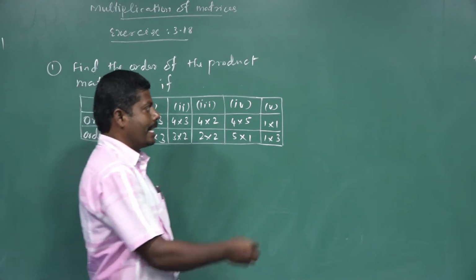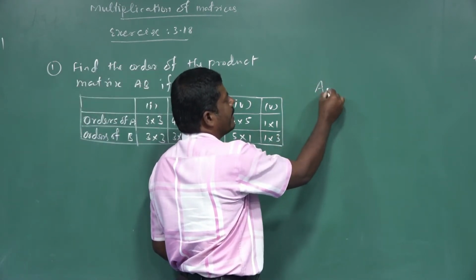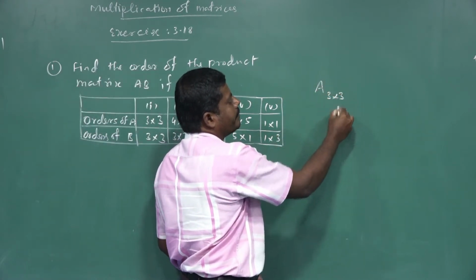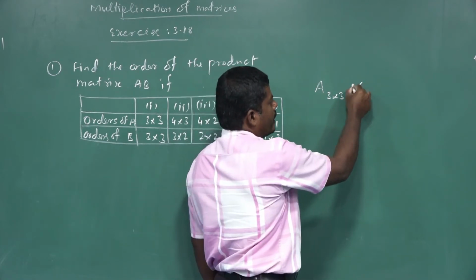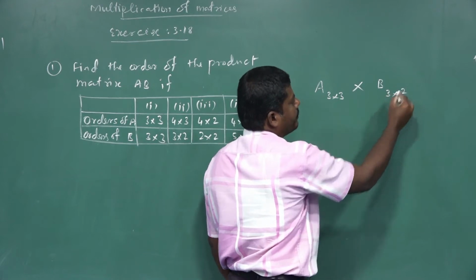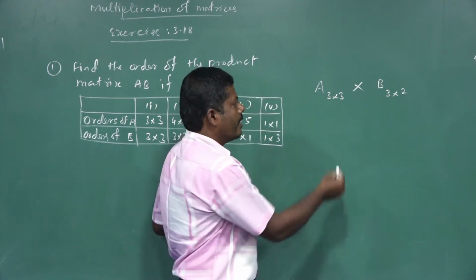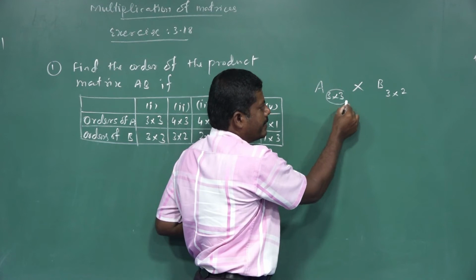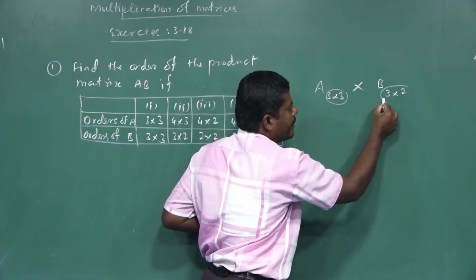Suppose you take one matrix A. Matrix A is of order 3 by 3. Take one more matrix B. B is of order 3 by 2. Means the order of A matrix is 3 by 3, and the order of B matrix is 3 by 2.